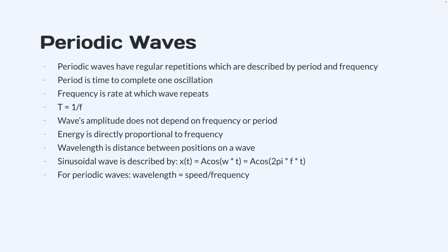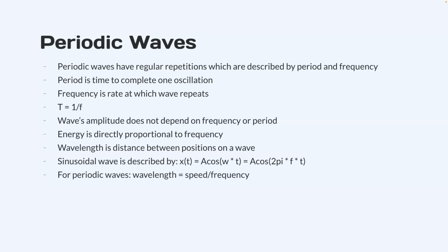Periodic waves have regular repetitions, which are described by period and frequency. Period is just the time to complete one full oscillation. Frequency is 1 over the period, which is just the rate at which the wave repeats. The wave's amplitude does not depend on the frequency or period. And the energy of a wave is directly proportional to its frequency.